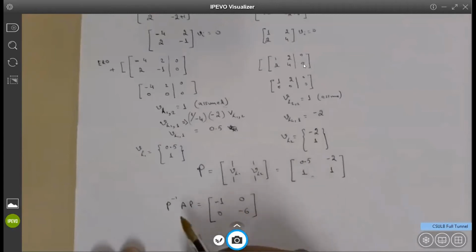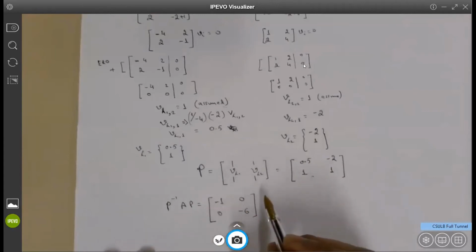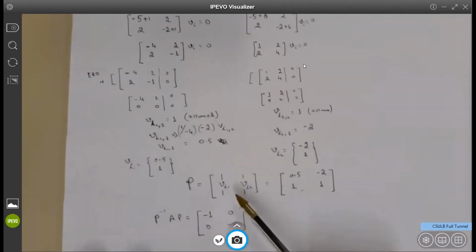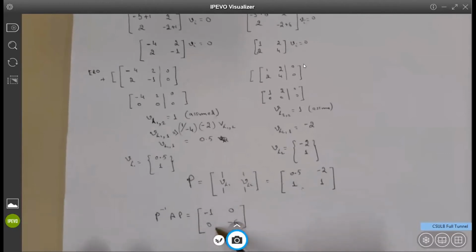Guys, is somebody doing this? Yeah, I confirmed it. Just got the answer. It's that matrix, -1, 0, 0, -6. So you have lambda 1 and lambda 2, which are -1 and -6. They are the diagonal elements, and 0 in the off-diagonal terms, right?